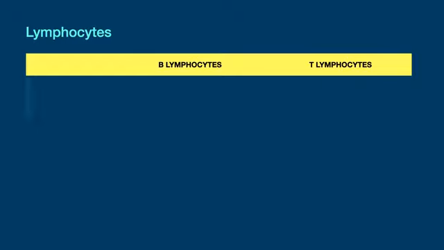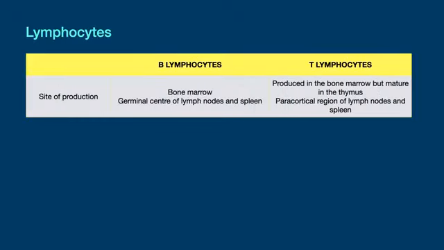Lymphocytes. The site of production for B lymphocytes is the bone marrow, germinal center of lymph nodes and spleen, and for the T lymphocytes, they are produced in the bone marrow but mature in the thymus, paracortical region of lymph nodes and spleen as well.